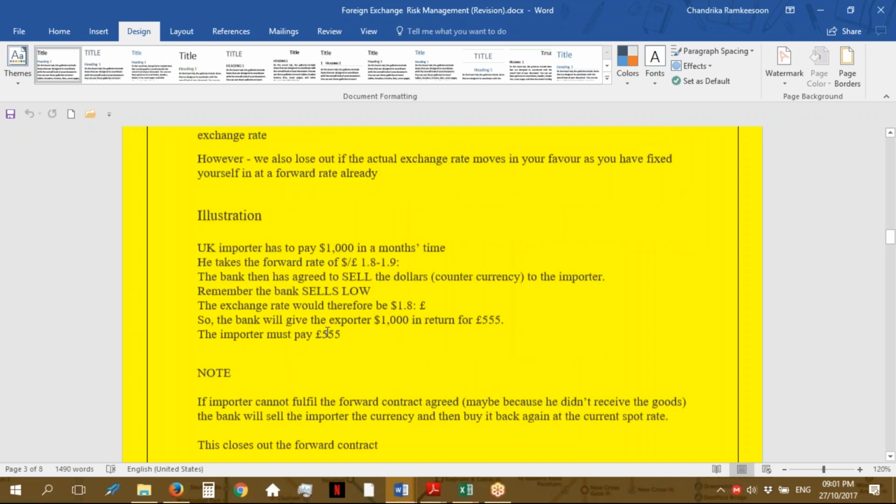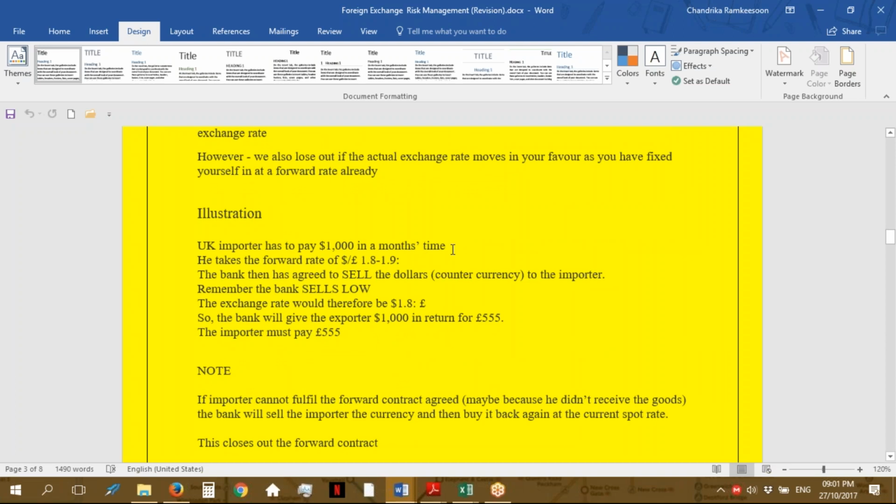So in this example, the UK importer has to pay $1,000 in a month's time. He takes the forward rate of 1.8 to 1.9. Now remember, the indirect, you will always see in your exam, the lower, the higher. This means $1.80 for a pound, $1.90 for a pound. This is the sell rate for the bank. Remember, it's the indirect. This is the buy rate for the bank. The bank then has agreed to sell the dollars to the importer.